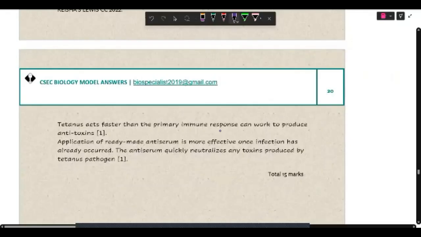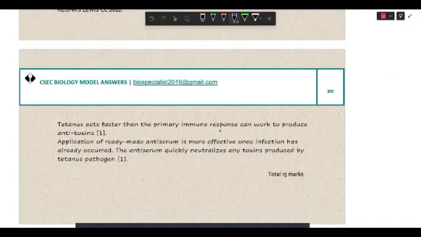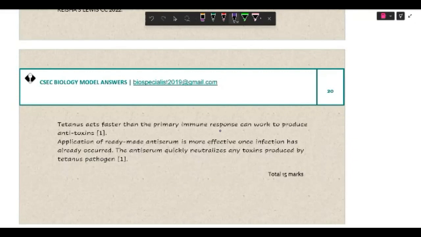So as we see here, tetanus acts faster than the primary immune response could work. So therefore, giving this ready-made antiserum, it's going to work quickly enough. It's going to neutralize any toxins that are being produced to protect the young man, right?